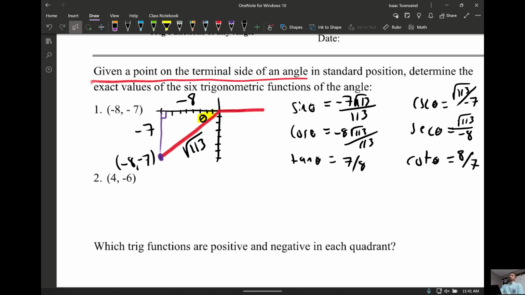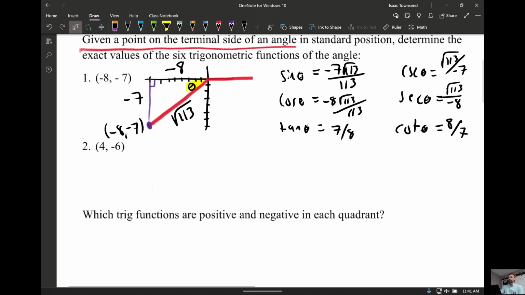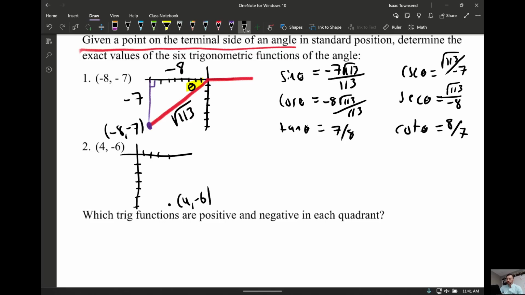Okay, so one more time. Different question in number 2. Different point, but you're still going to plot it: right 4, down 6. That's (4, -6). That's the terminal side of your angle, the side that moves, as opposed to the initial side that starts on the positive x-axis.